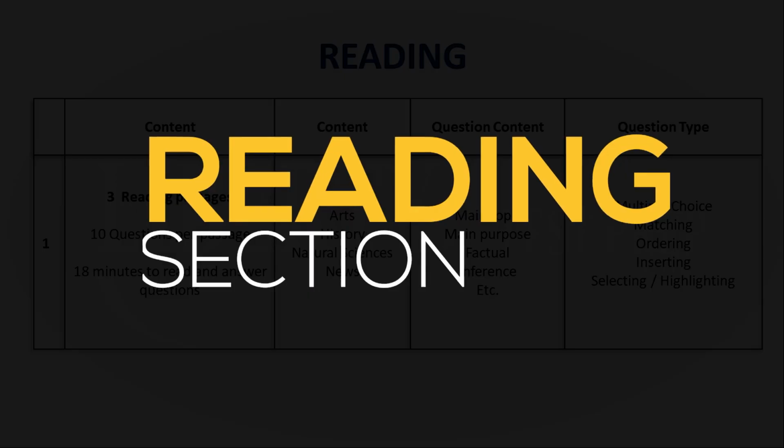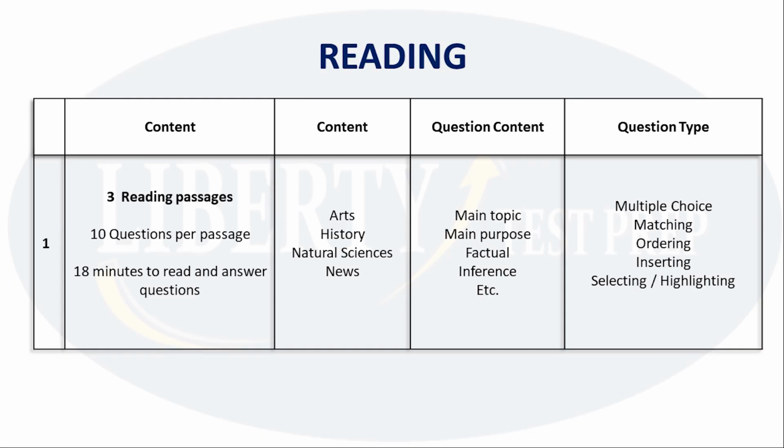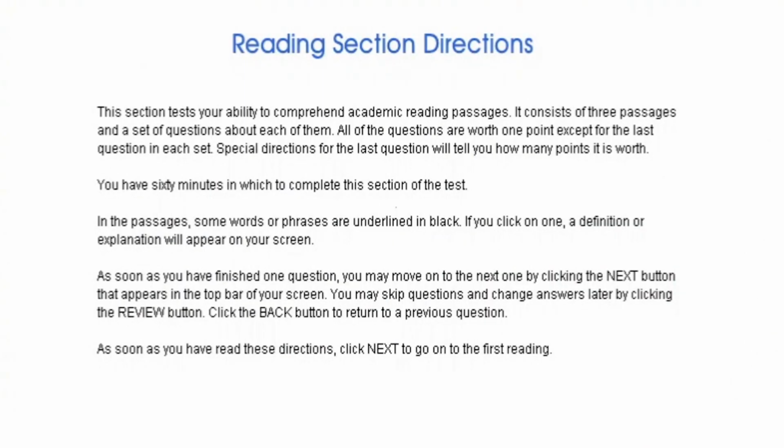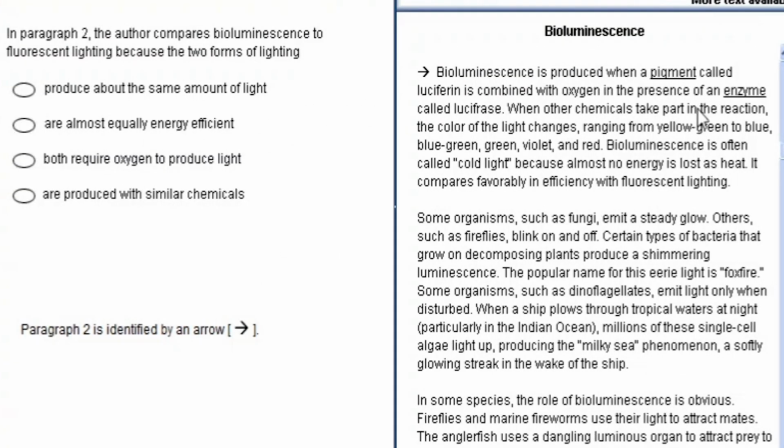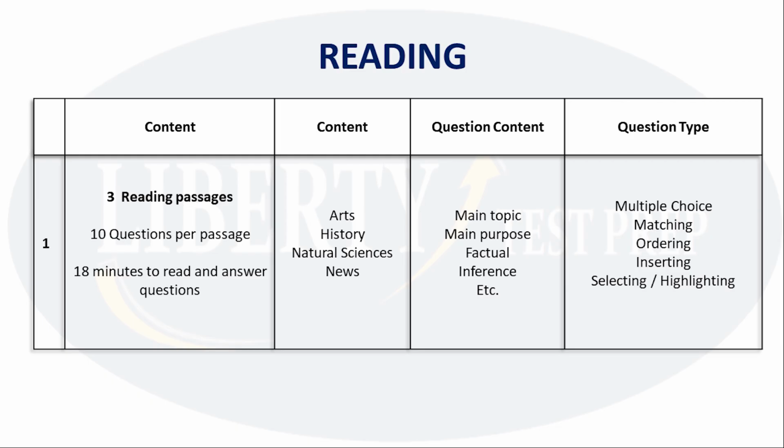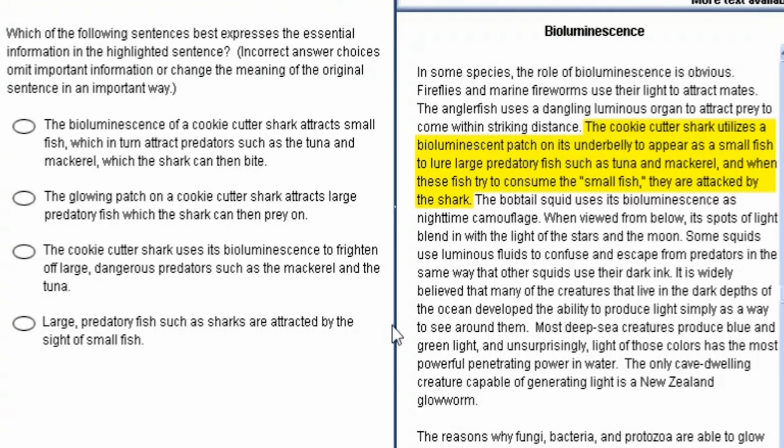So we're going to start with the first section, which is the reading section. So for the reading section, again, the score goes from 0 to 30. Okay, so 30 is the maximum score you could get in this section. You will get 3 passages with 10 questions each, for a total of 30 questions. You will get 18 minutes to read and answer the questions for each of the passages, which means you get 54 minutes for the whole section.